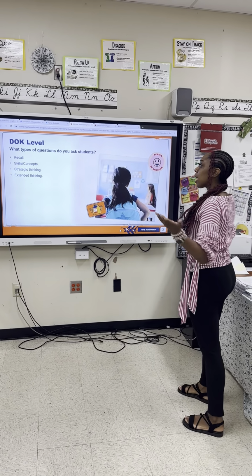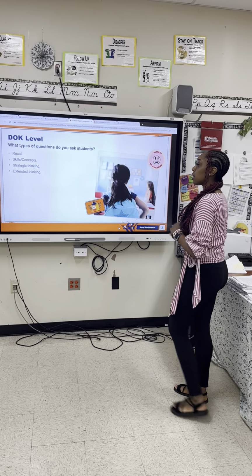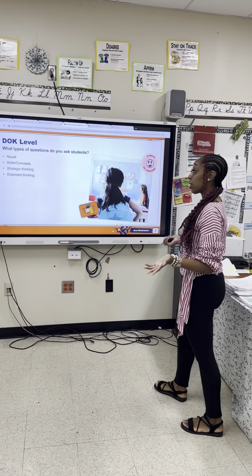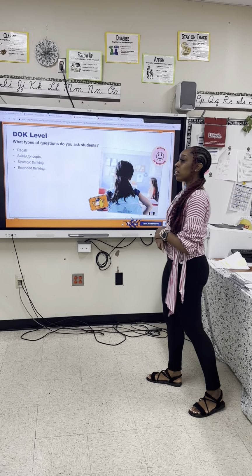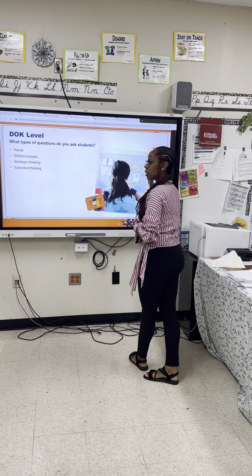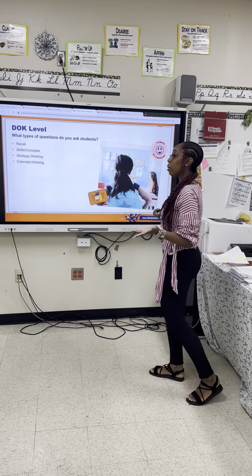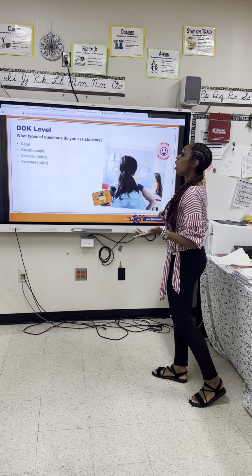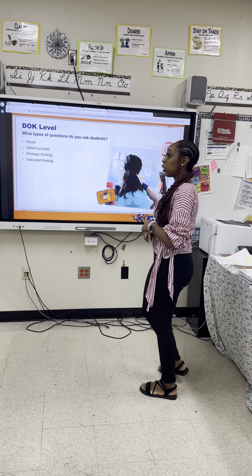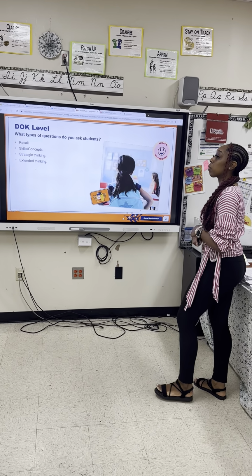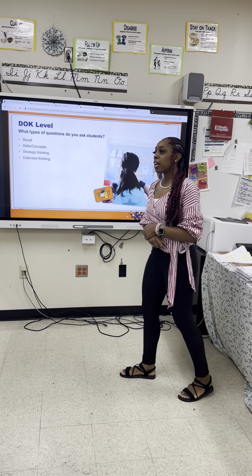DOK level. What type of questions do you ask students? Number 1, recall. Number 2, skills and concepts. Number 3, strategic thinking. Number 4, extended thinking. When you are asking students to recall information from previous knowledge, you must ask questions like, what have you read about this topic, and what do you already know about this topic?